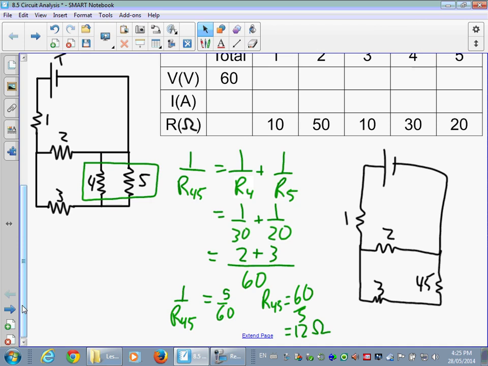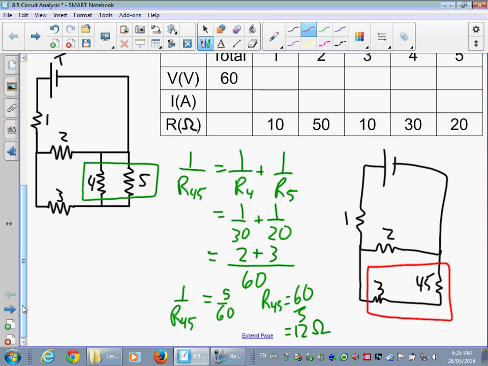Now, we want to add 2 more resistors together. Again, if you can't identify them right away, pause, take a quick look at it, see what you think, which 2 resistors go together. And the resistors that go together are 3 and 4, 5. So over here on the left, those are in series, so we'd say R345 is equal to R3 plus R45. R3 was 10 ohms, R45 was 12 ohms, which gives us 22 ohms of resistance.